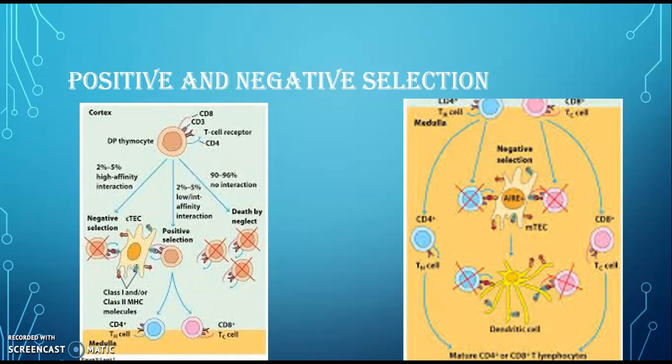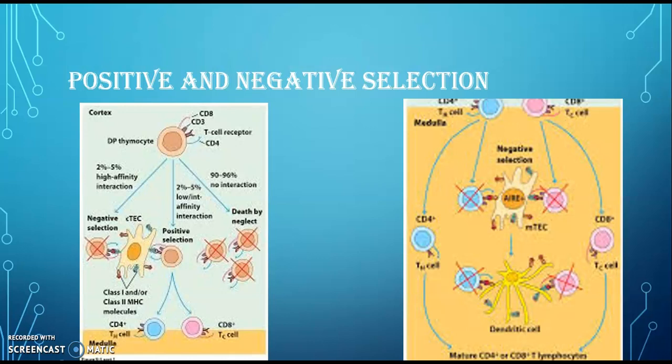First off, we're going to look at our cortex. In the cortex is where we're going to have positive selection. Positive selection is basically just the survival of T cells that have TCRs that are capable of recognizing self-MHC molecules. This all happens in the cortex. It requires a positive interaction between the T cell and some receptor, which, like I said before, allows it to survive.